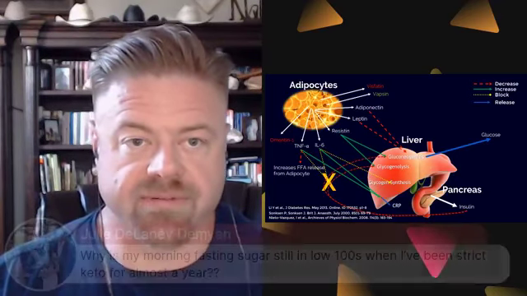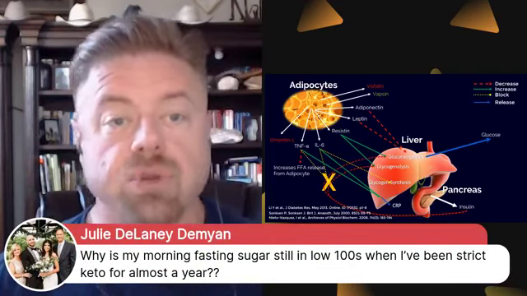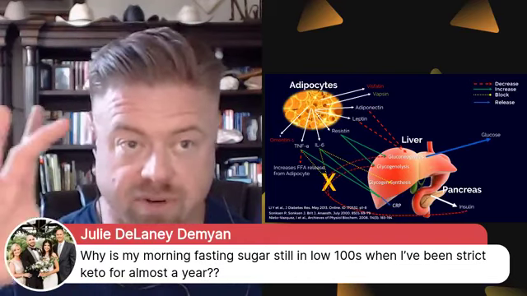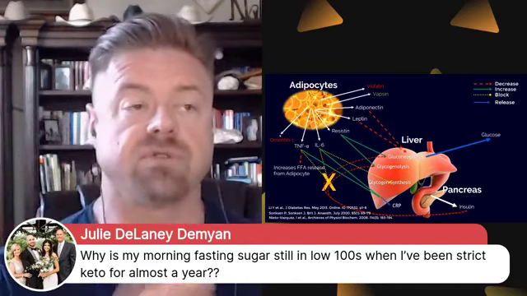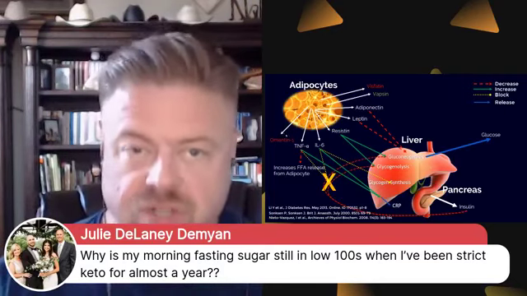Why is my morning fasting sugar still in the hundreds? Because it takes almost 2 years, Julie, for insulin resistance to improve. And it's really driven by the overproduction of those fat cells. So getting those fat cells to shrink will cause those to drop back down. That really, truly is the issue.